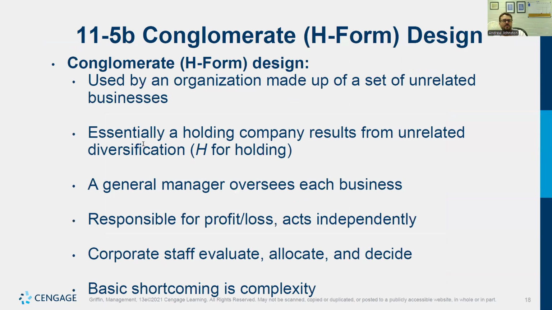Another style that you'll get is what's called a conglomerate or H form. This is kind of the other extreme in a sense. Here you have probably unrelated diversification. It stands for holding, like a holding company that just owns a lot of different unrelated companies. And essentially, each of those separate companies, whatever they're doing, is just operated in a sense like its own U form business. Essentially, it's like a bunch of U form businesses, but very little overall coordination at the top of the holding company.